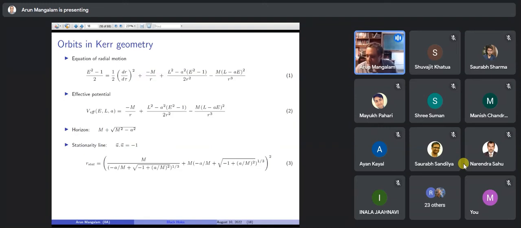And there's another thing called the stationary limit. The stationary limit is where an observer cannot remain stationary. It's the limit of the radius within which an observer cannot be stationary, just outside the event horizon, right? For example, if I put a equal to 0, then I'll just get 2m out of this equation.